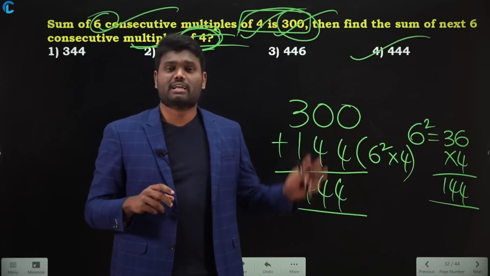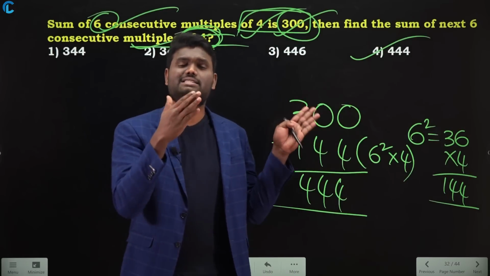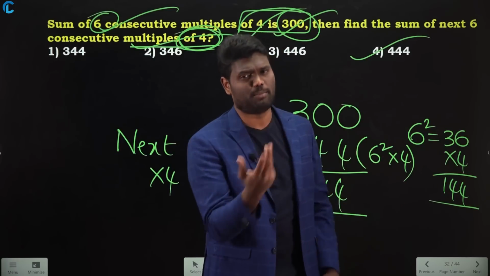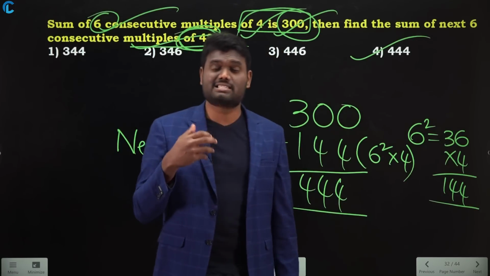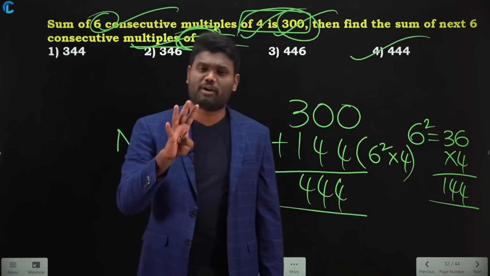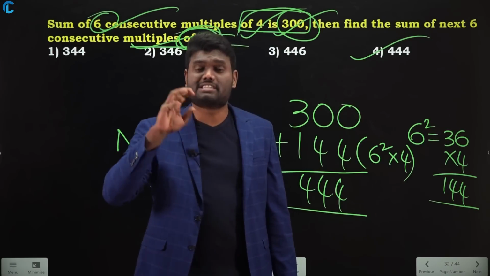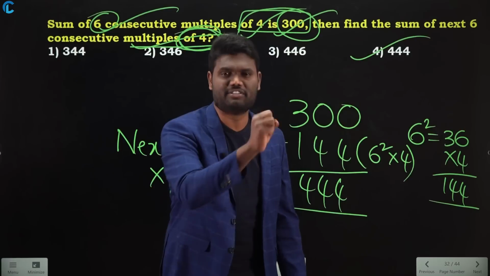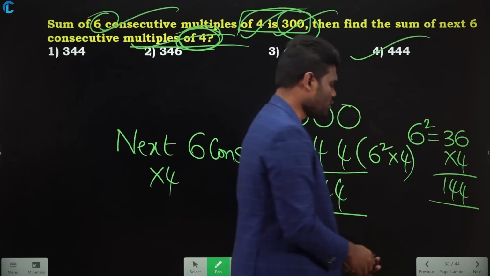And if the question is in this way, like 6 consecutive numbers, and it is a multiple of 4 or multiple of 3 or multiple of 7, whatever it may be, as it is 6 consecutive numbers, you will calculate 6 square. If they say multiple of 4, multiply it with 4. If they say multiple of 3, multiply it with 3. If they say multiple of 7, multiply it with 7 and then add it. Then you are going to get the answer.